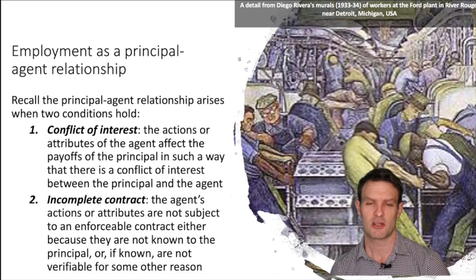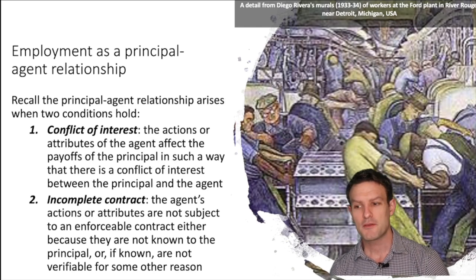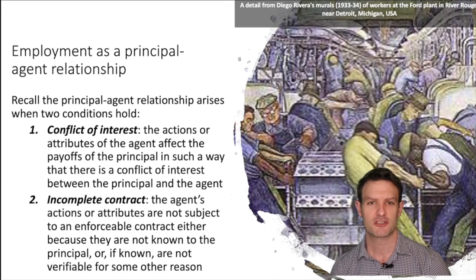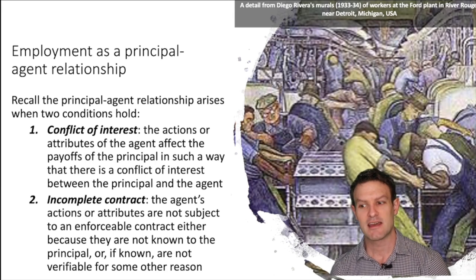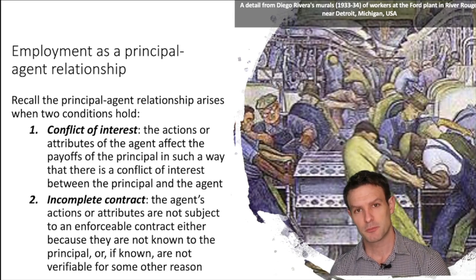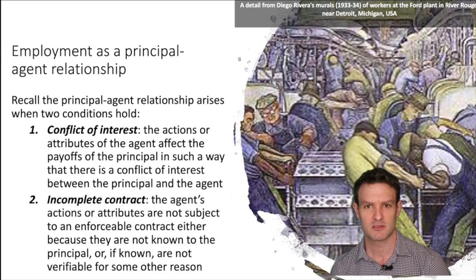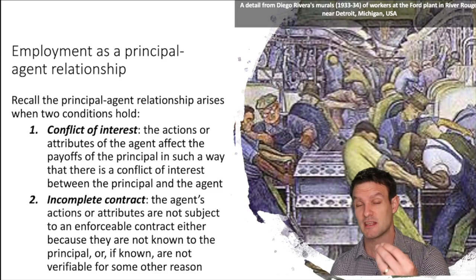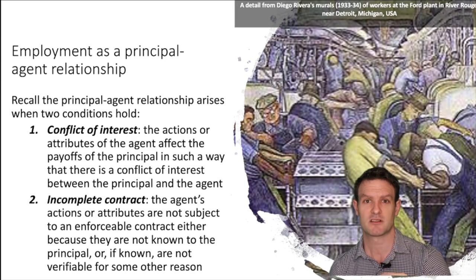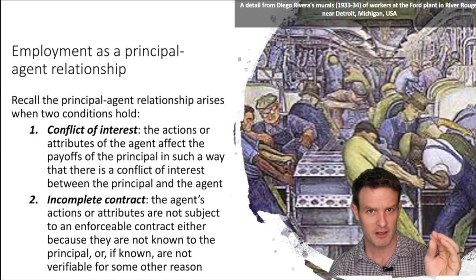The second condition that we require is that there be incompleteness of contracts. What this means is that the agent's actions or attributes are not subject to an enforceable contract, either because they are not known to the principal, or even if they're known, they are not verifiable for some other reason. So when they're not verifiable, remember that means that they can't be taken costlessly to a third-party enforcement mechanism.